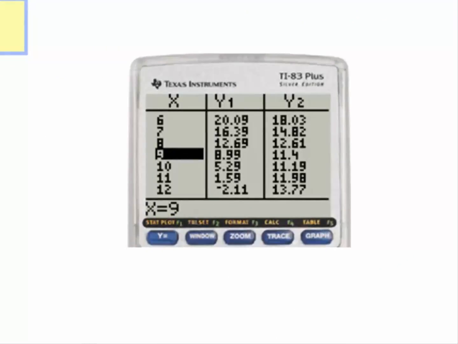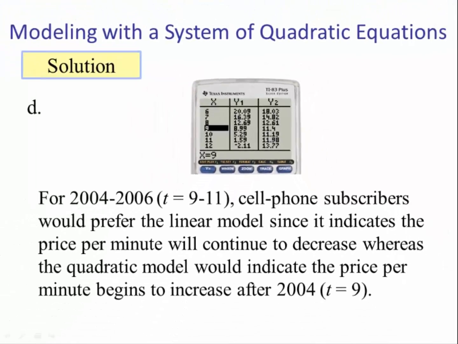D. We want to look at when t is 9, 10, and 11. For y1, the values are going down, and for y2, the values are starting to increase. So for the years 2004 to 2006, that's when t is 9 through 11, cell phone subscribers would prefer the linear model since it indicates the price per minute will continue to decrease, whereas the quadratic model would indicate the price per minute begins to increase after 2004.